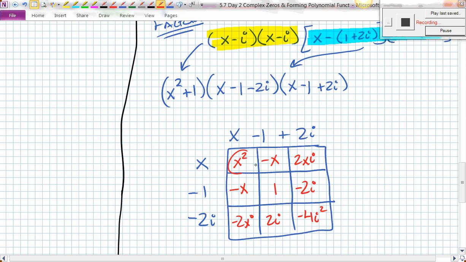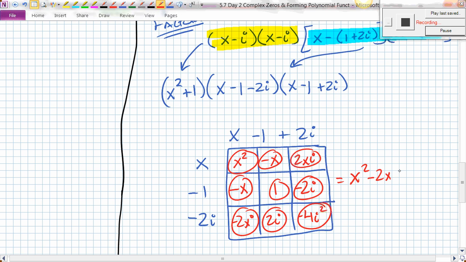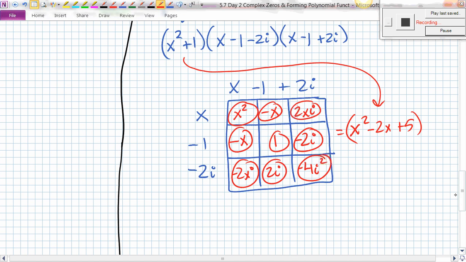So here we go. I've got an x squared term, so that's going to be an x squared. Negative x and a negative x is a minus 2x. 2xi, negative 2xi, that goes away. Negative 2i and a positive 2i, that goes away. Negative 4 times i squared is a positive 4. 4 and 1 gives you 5, so this becomes 5. Great. Now all that's left to do is to multiply this piece, which is the x squared plus 1, times that piece, and we have our function.